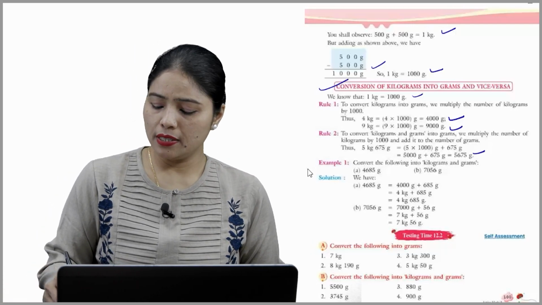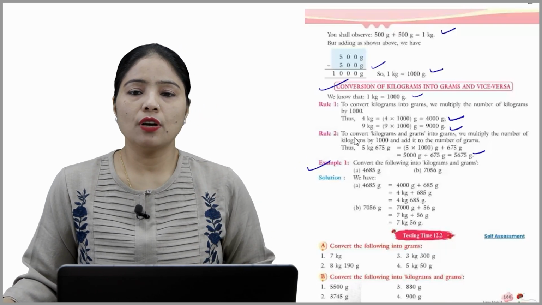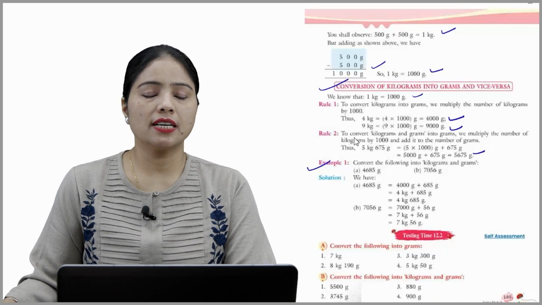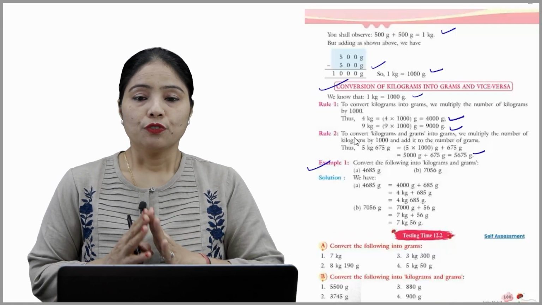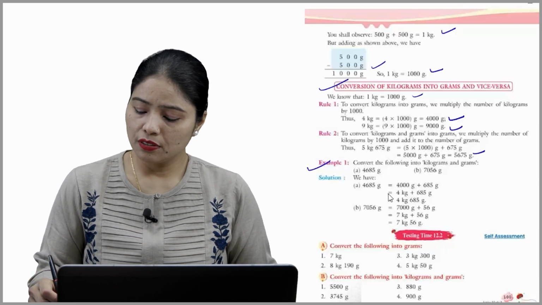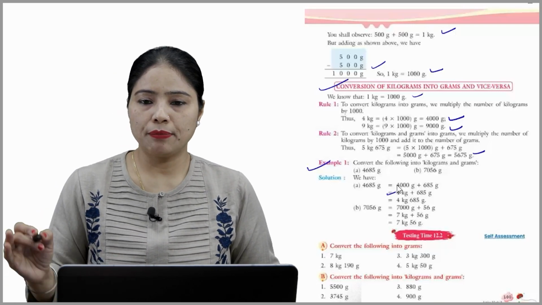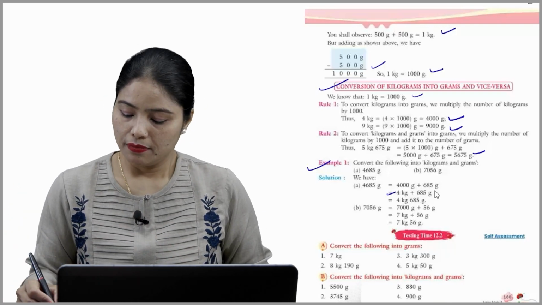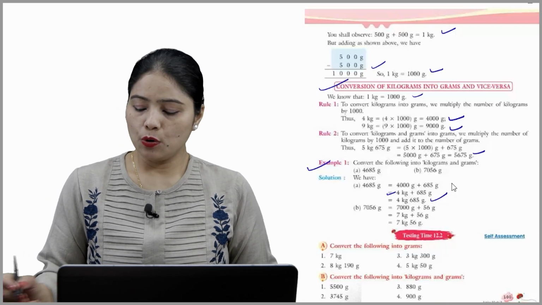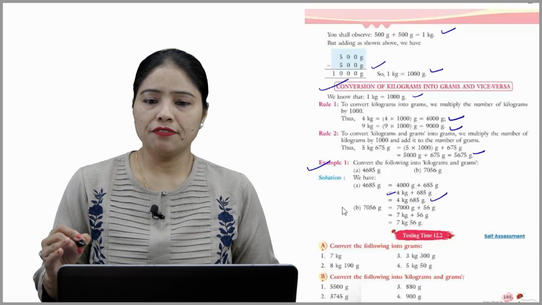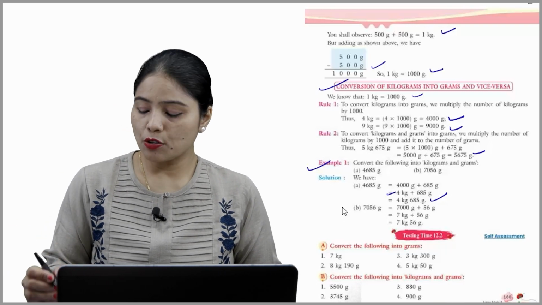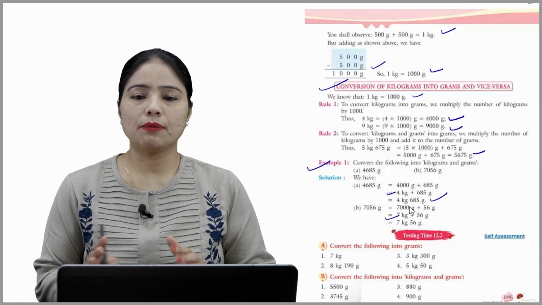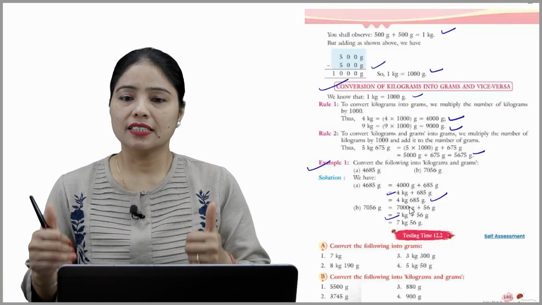So now example number 1. Convert the following into kilograms and grams. Here it is given 4,685 gram. So 4,000 gram means 4 kg, 685 remains the same. So now it becomes 4 kg 685 gram, like that one beta. Now B part, 7,056 gram. So 7,000 means 7 kg and 56 remains the same. So it becomes 7 kg 56 gram.